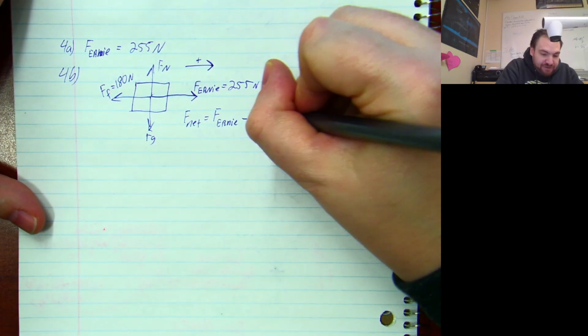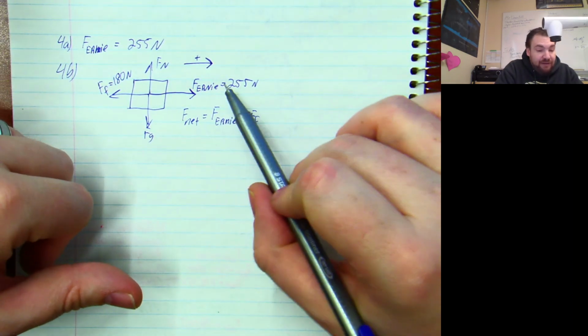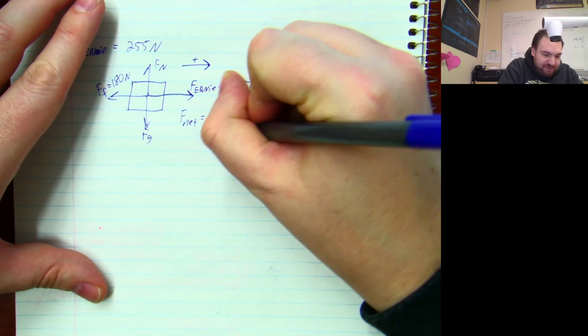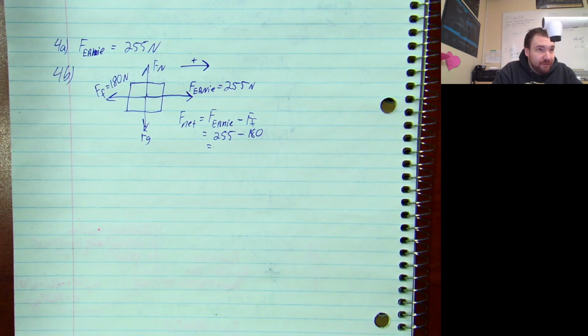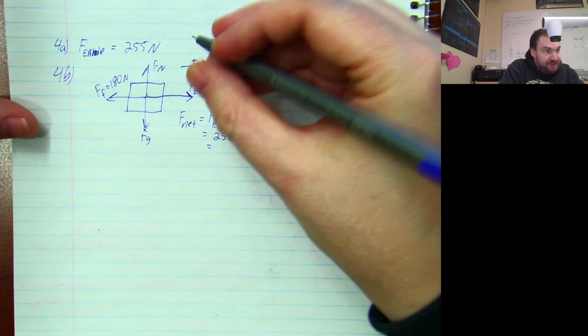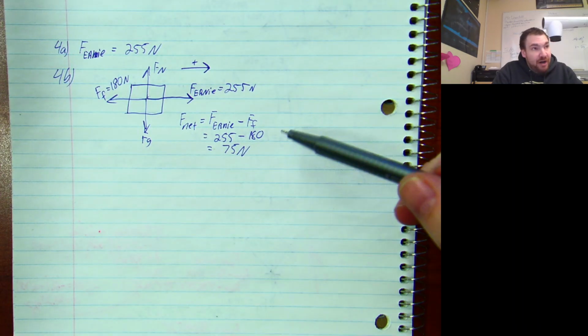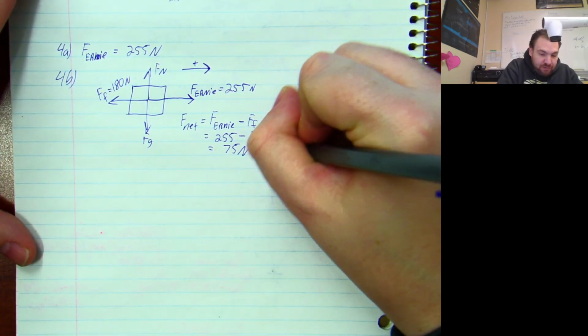minus the force of friction, because if I call this direction positive, it's always going to be positive minus the opposite direction. So it's going to be 255 minus 180. So it's going to give me an F net of what? Sorry? 75? Seems reasonable. And that's still positive. So my F net then is going to be to the right.